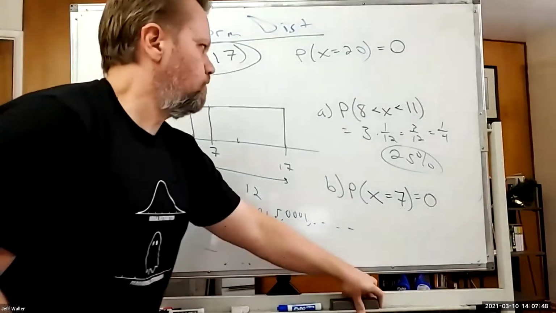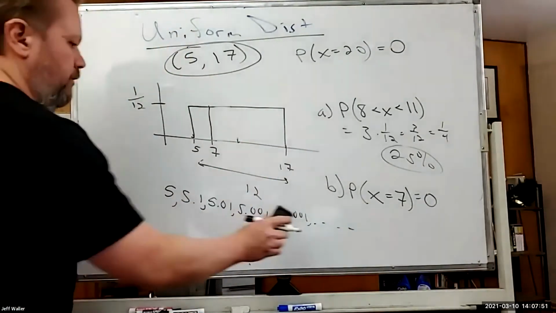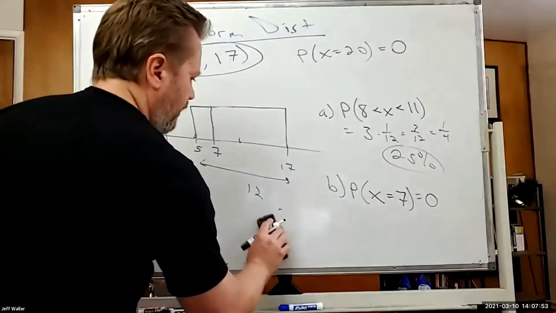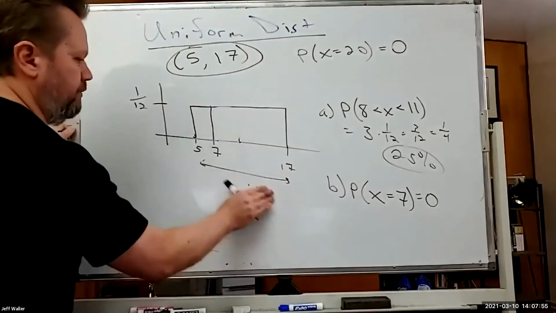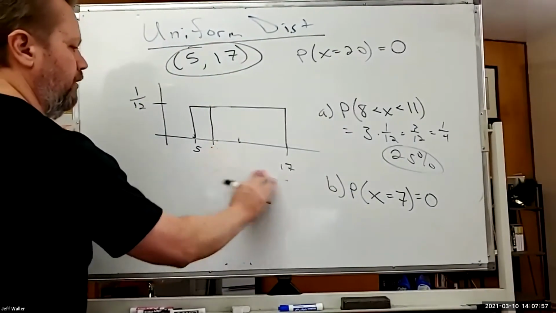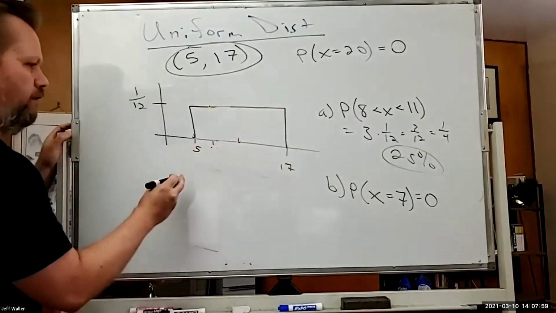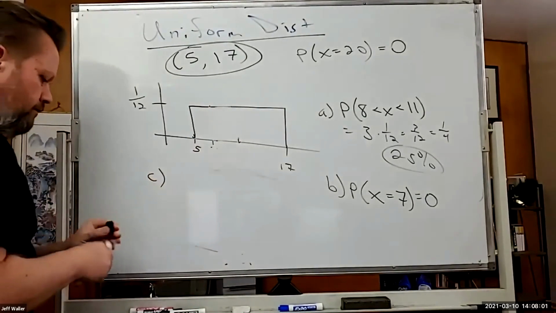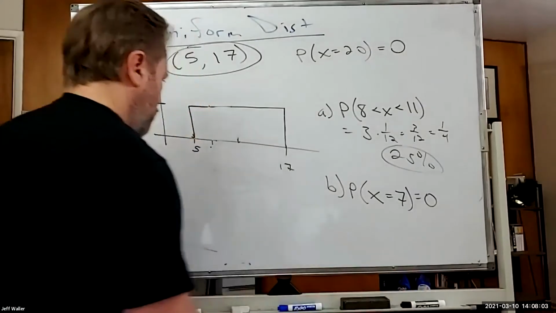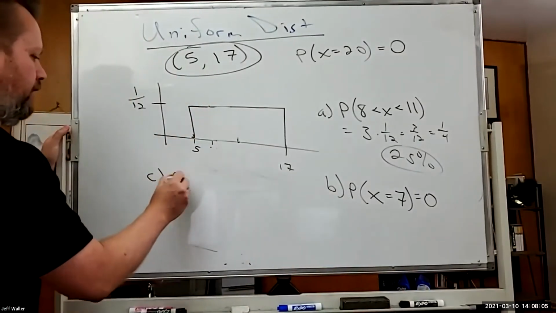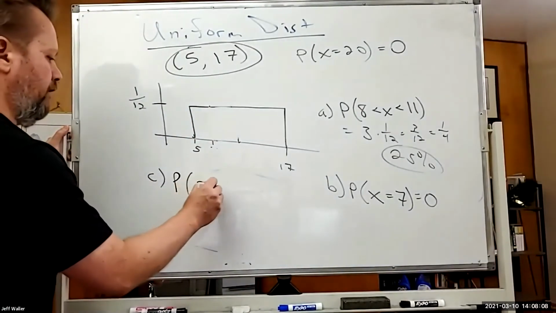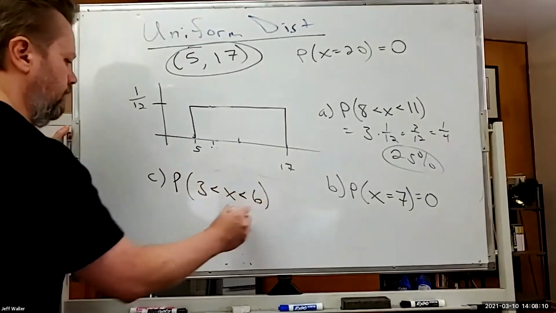All right, so what about this? Here's another question. Not quite as freaky, but still freaks people out sometimes. You can get rid of this. All right, part C. What's the probability that I get something from 3 up to 6?